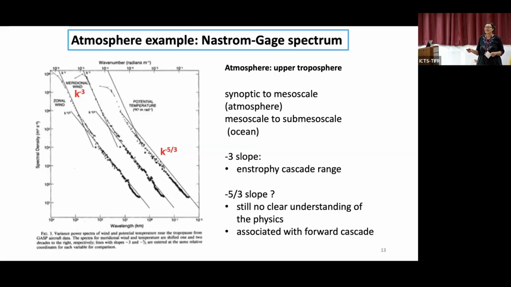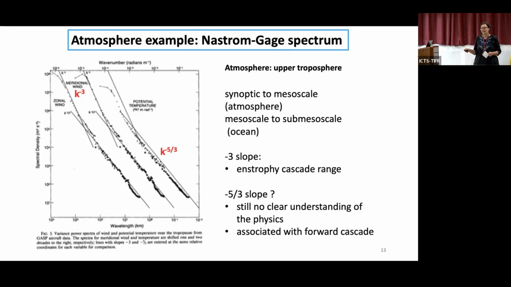now who knows this picture? The Nastrom-Gage spectrum in the atmosphere. Okay, so this is also a famous example from the atmosphere. It is the spectrum of kinetic energy and also potential temperature, for synoptic to mesoscales, so equivalent to the mesoscale to submesoscale regimes in the ocean. And what you find here is really this k to the -3 spectral slope.